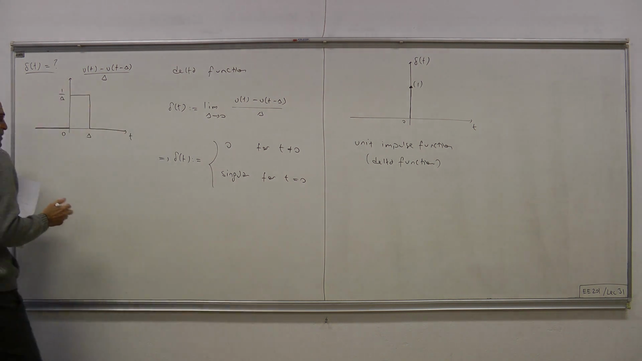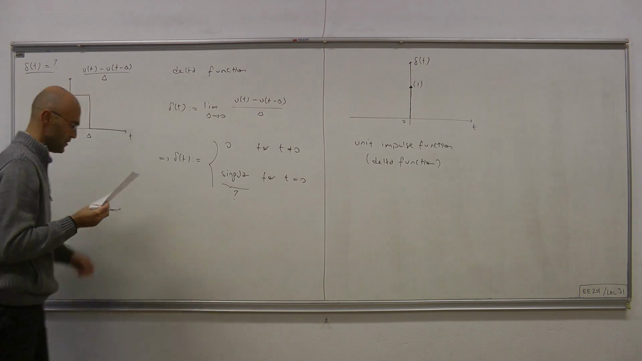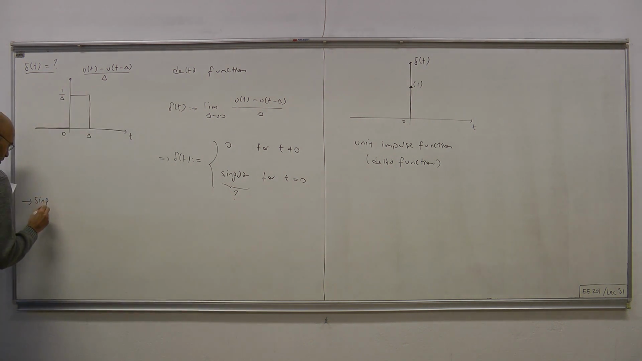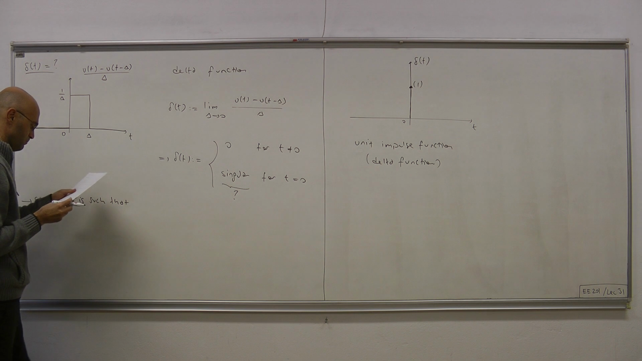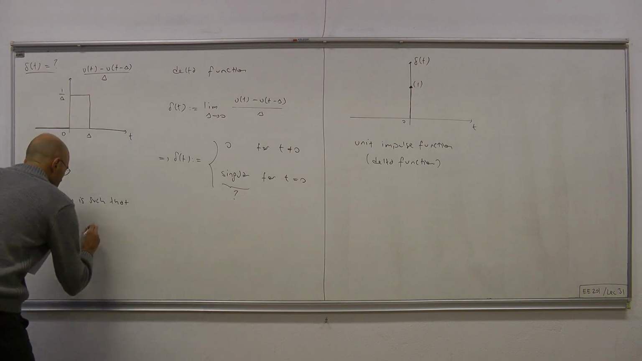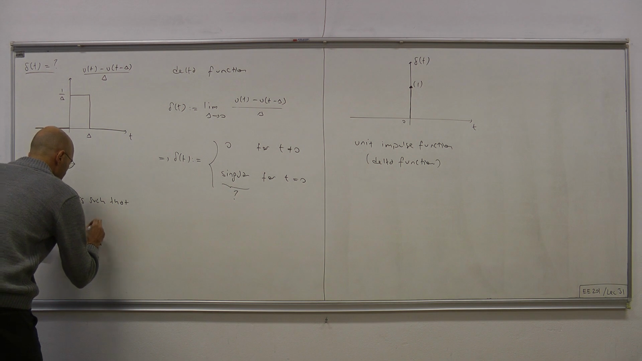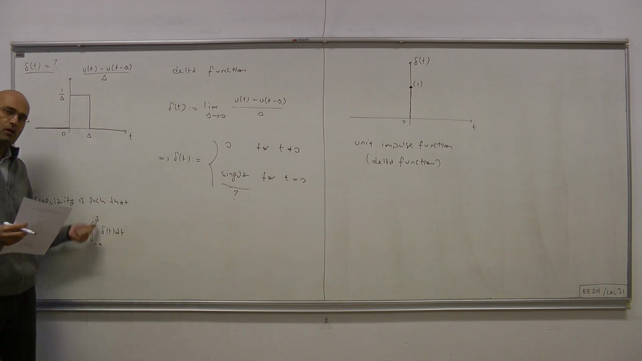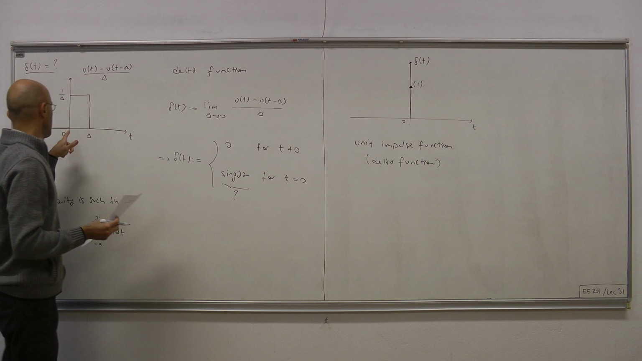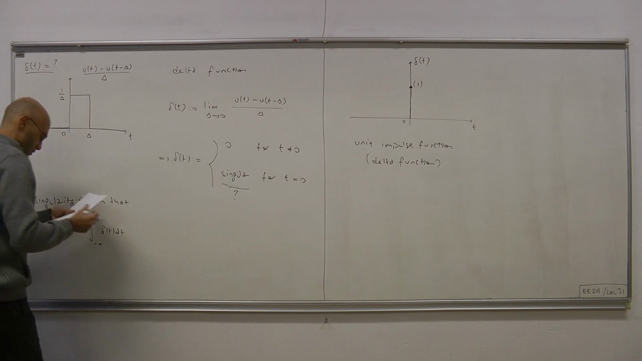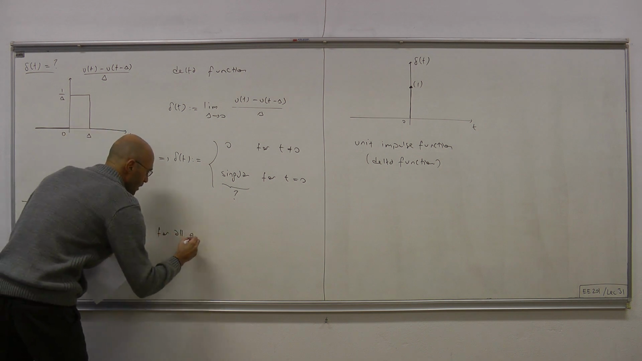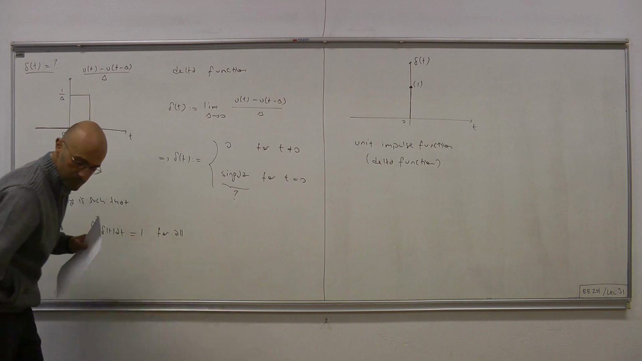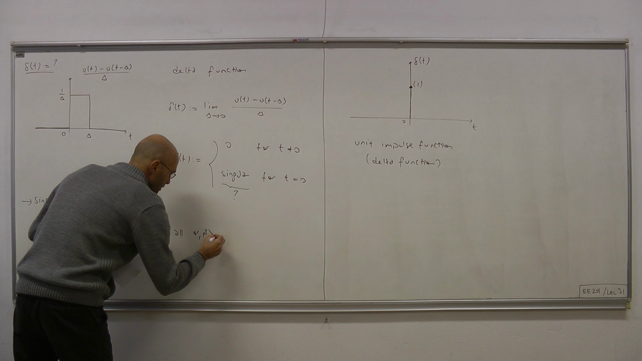Okay? So singularity, what do we mean by singularity? Singularity is such that when you integrate it through any interval that contains in its interior the point 0, the result is 1, for all alpha, beta positive.